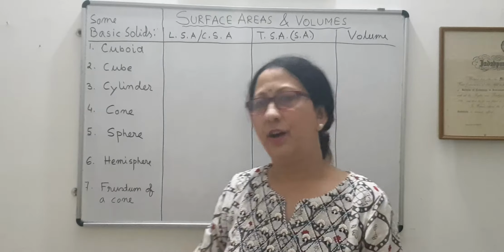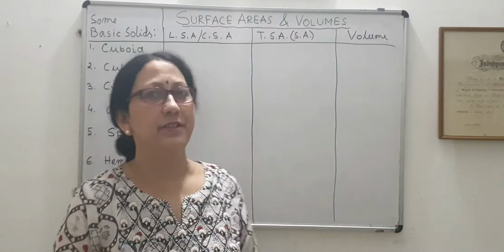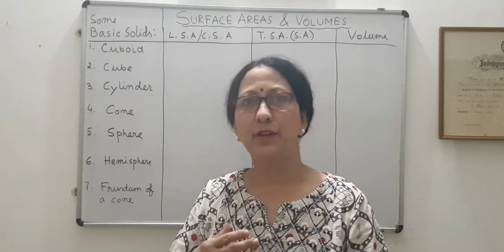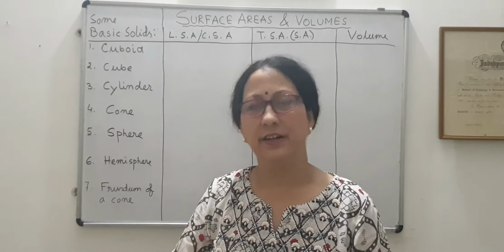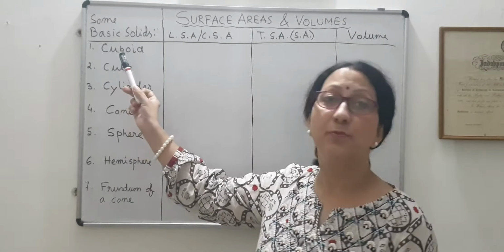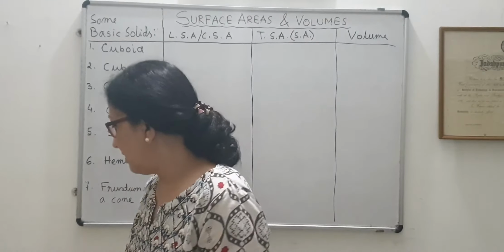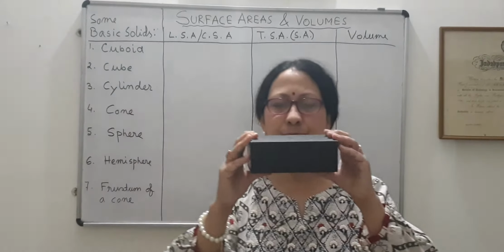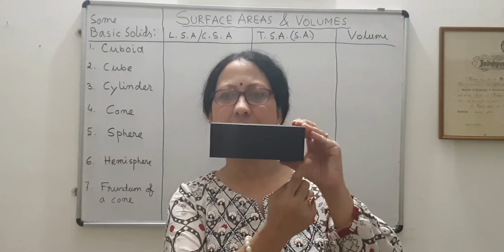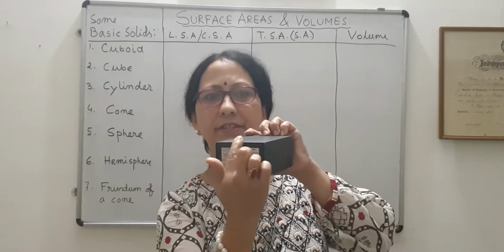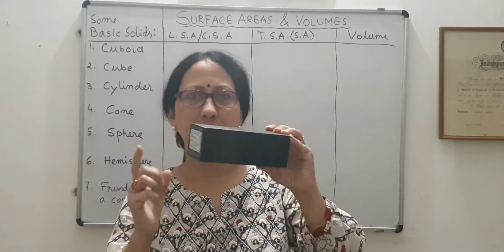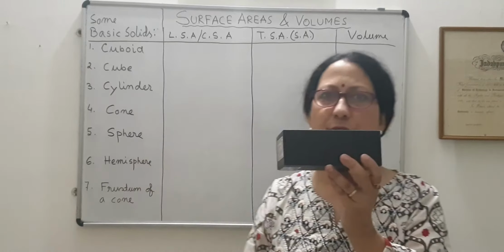In studying this chapter, it is very important to visualize the solids, because only then will you be able to remember the formula correctly. Let me first take the first basic solid, cuboid. As you see, this is a cuboid, a three-dimensional figure. This is the length dimension, this is the breadth dimension, and lastly this is the height dimension.